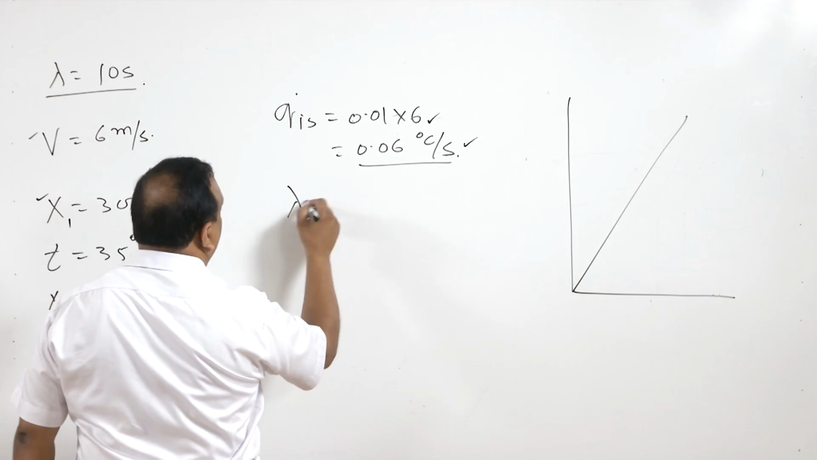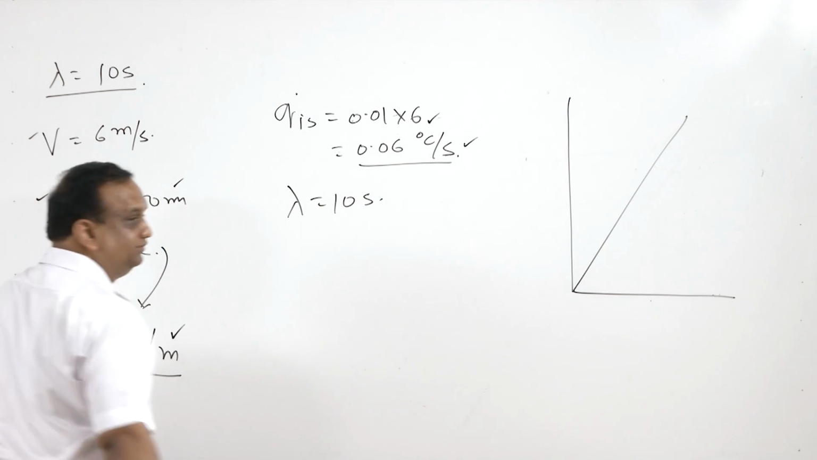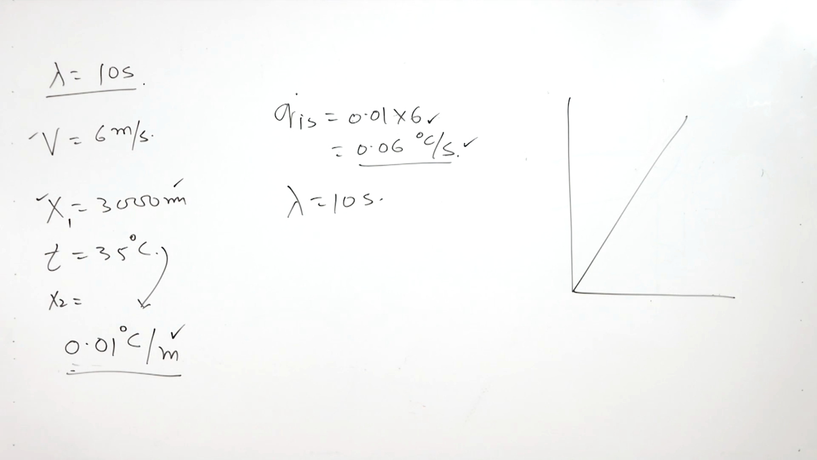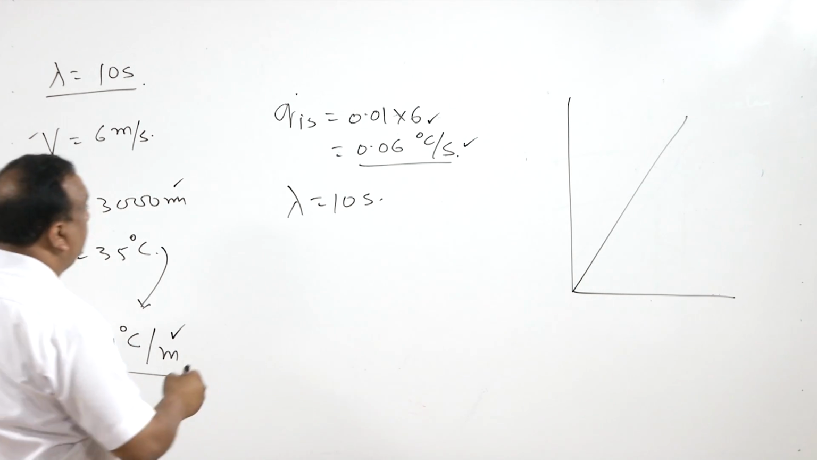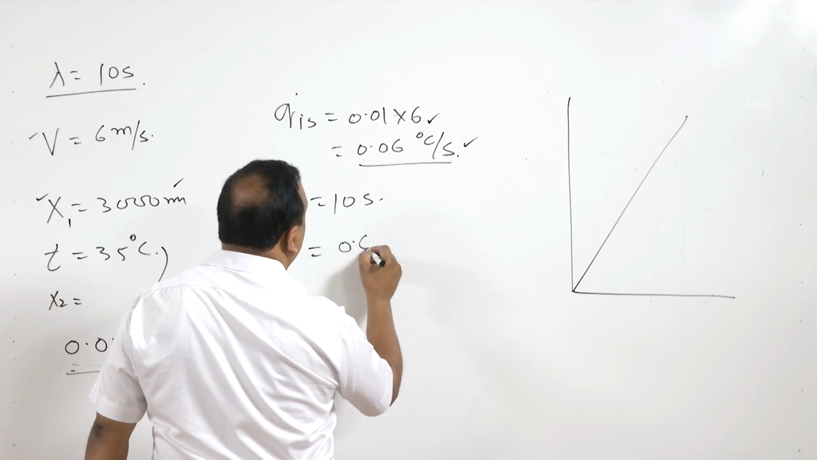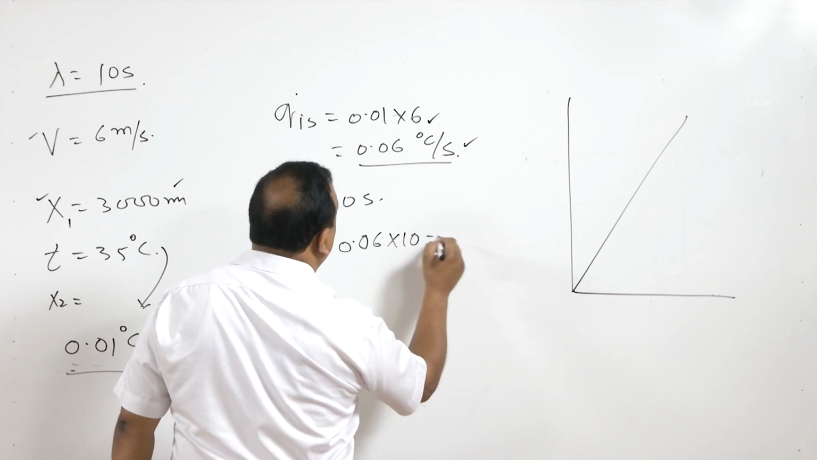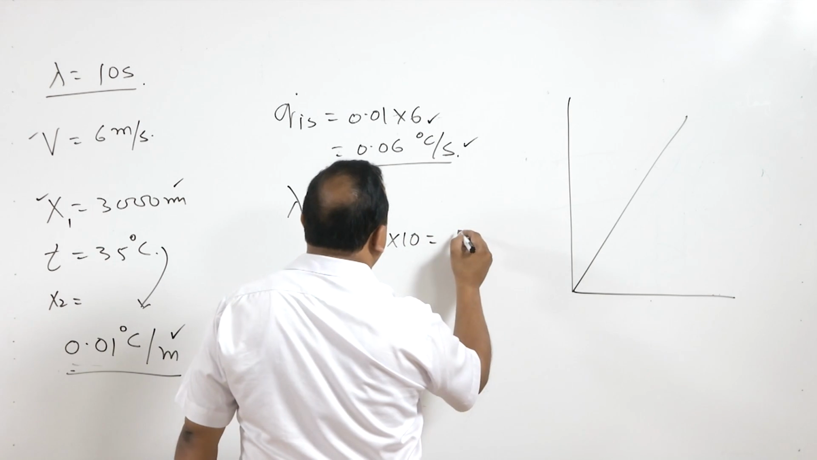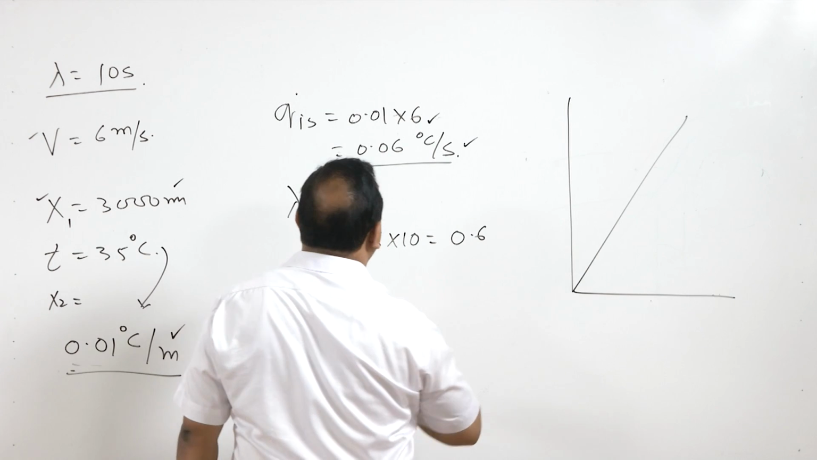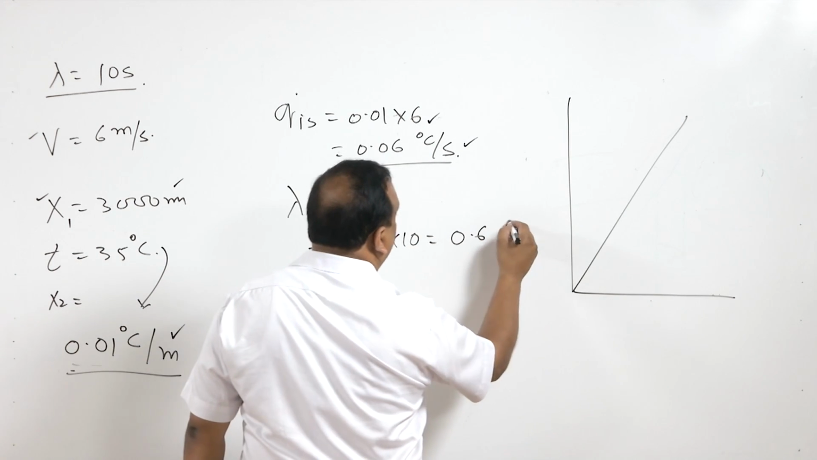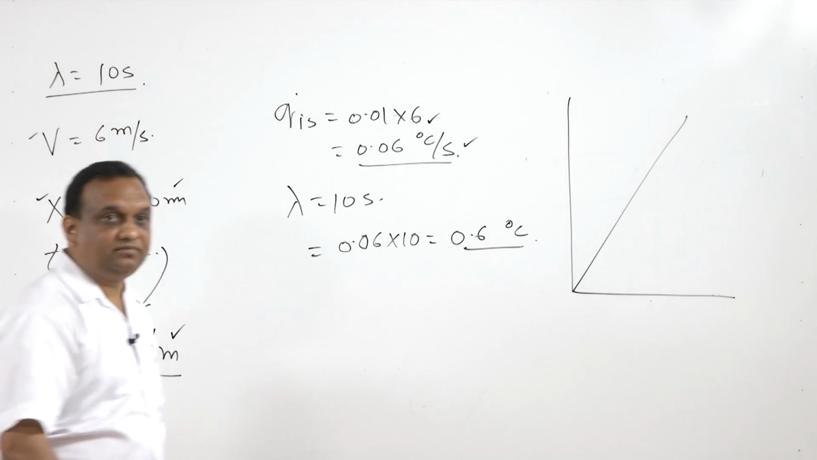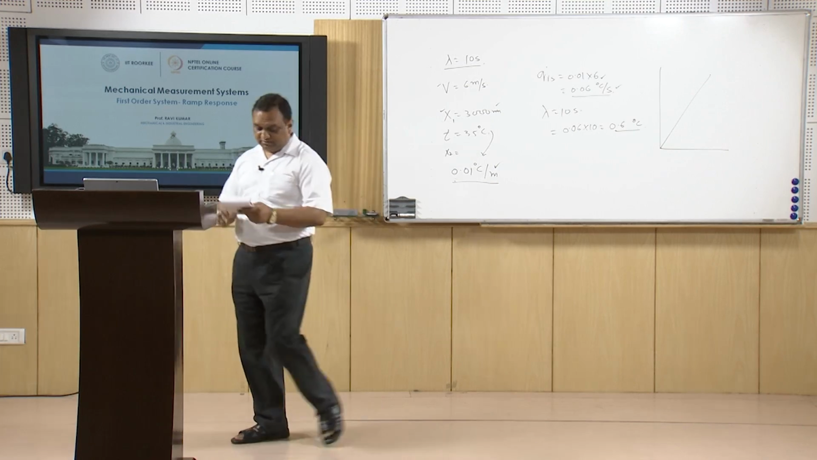Lambda is 10 seconds. So, steady state error here is going to be equal to how much? 0.06 multiplied by 10 is equal to 0.6 degrees centigrade. This is going to be the steady state error.